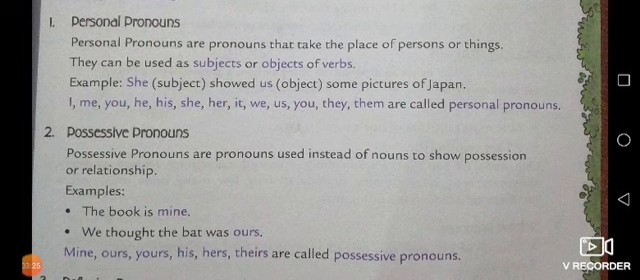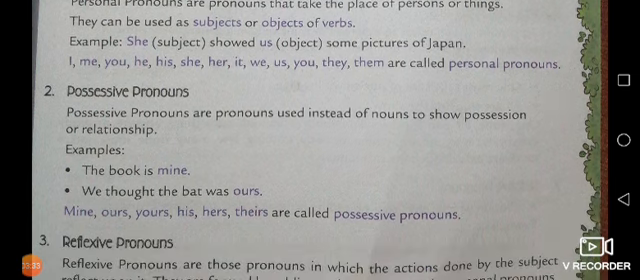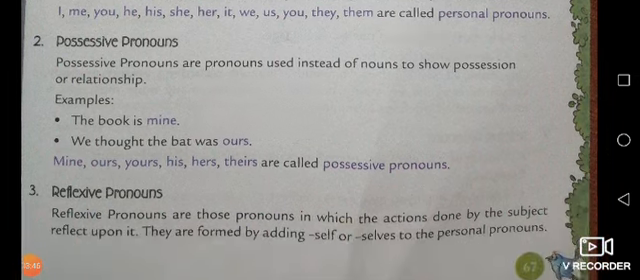Next is the possessive pronoun. What is the possessive pronoun? Possessive pronouns are pronouns used instead of nouns to show possession or relationship, like this book is mine, we thought the bat was ours, that book is mine. Words like mine, ours, yours, his, hers, theirs are also included in the possessive pronouns.